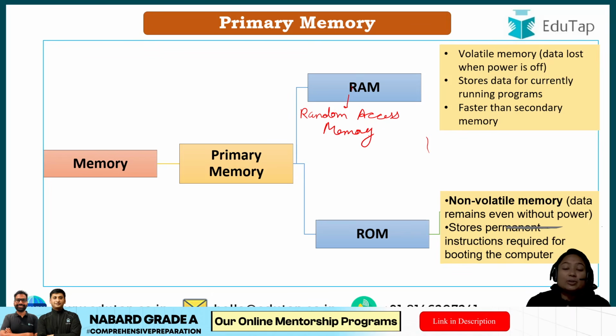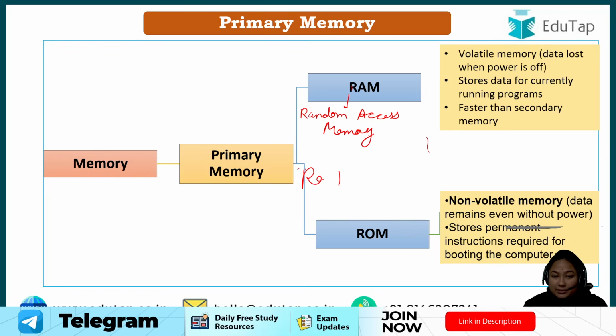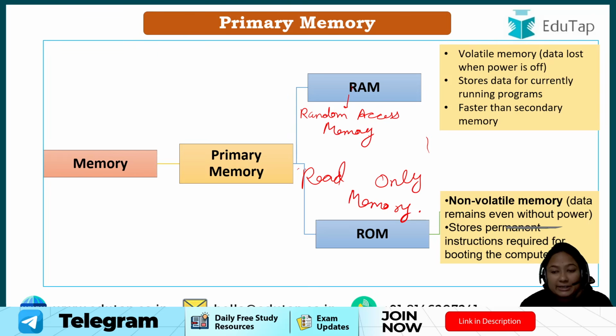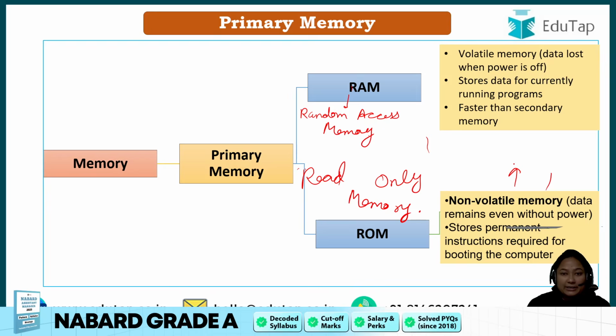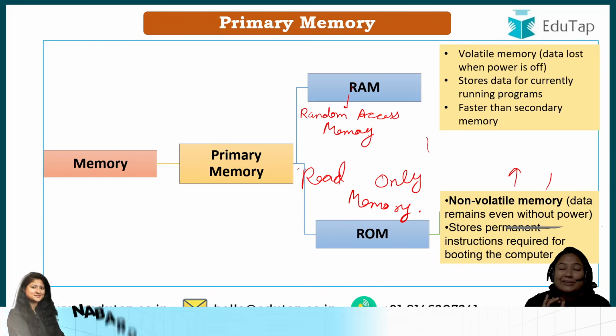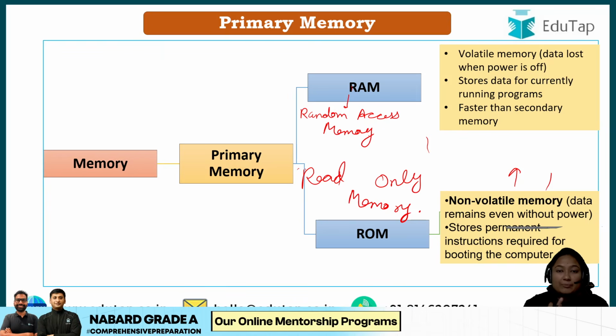Then we have ROM, which is read only memory. Now understand, this is non-volatile data. Even when the power goes down, this data will not be deleted. In fact, it is not very easy to delete any data or make any changes in ROM. ROM is a kind of permanent data because here we store the program related to booting.